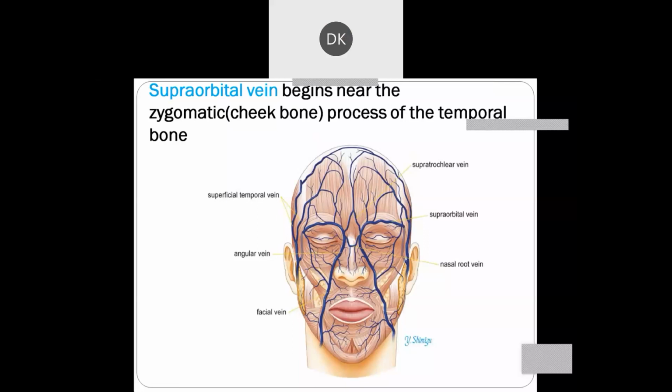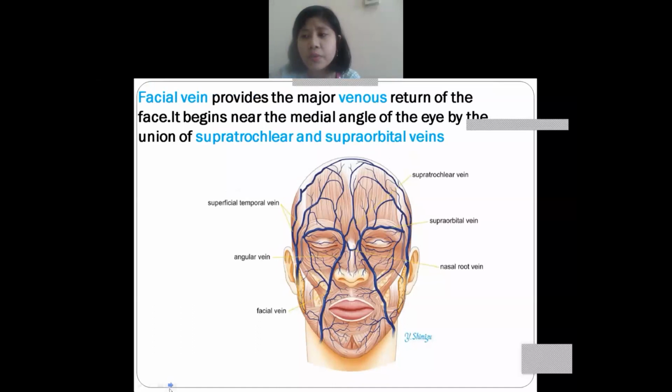Okay, are you clear? Yes, ma'am. Okay, next is the facial vein. It is this. So what do the facial veins provide? Obviously, they provide deoxygenated blood, which is the venous blood, returned from the face. It will come in this manner, like this.